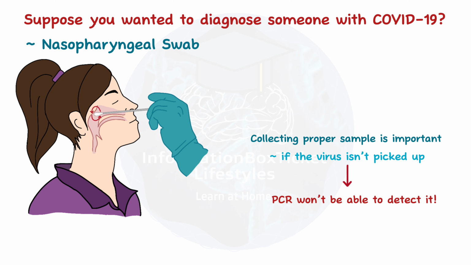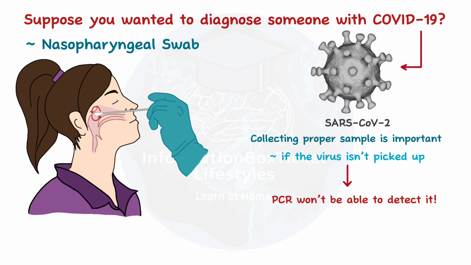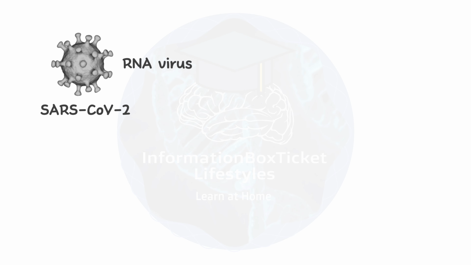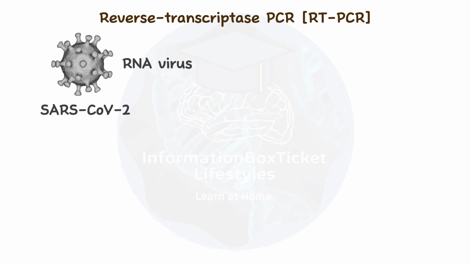If the virus isn't picked up, PCR won't be able to detect it. To confirm a COVID-19 case, the target is the virus called Severe Acute Respiratory Syndrome Coronavirus 2, or SARS-CoV-2. Now, SARS-CoV-2 is an RNA virus, not a DNA virus, so in order to detect it, you need to use a specific type of PCR known as reverse transcriptase PCR, or RT-PCR for short. This method works a bit differently because it begins with RNA instead of DNA.